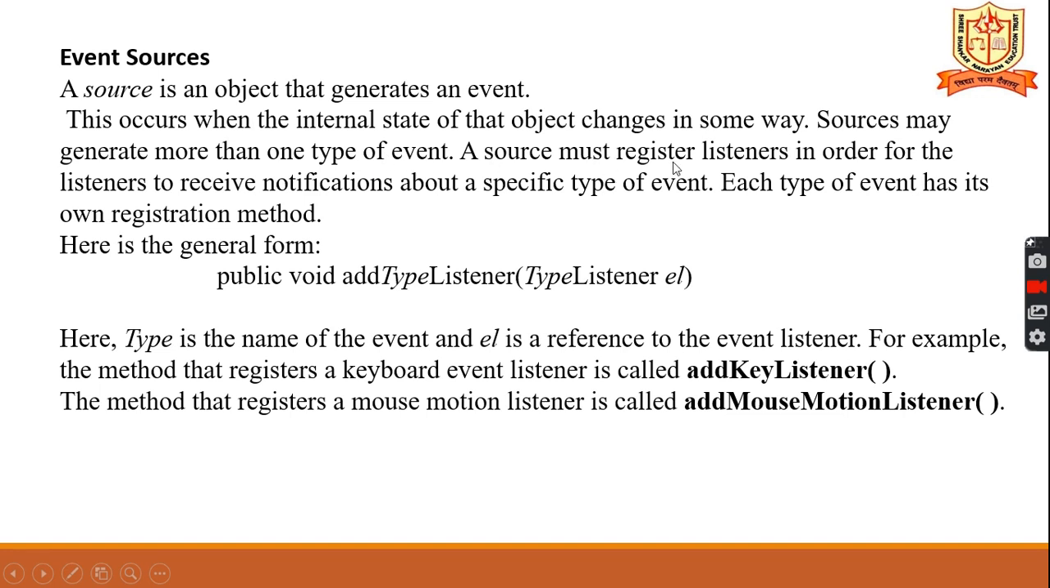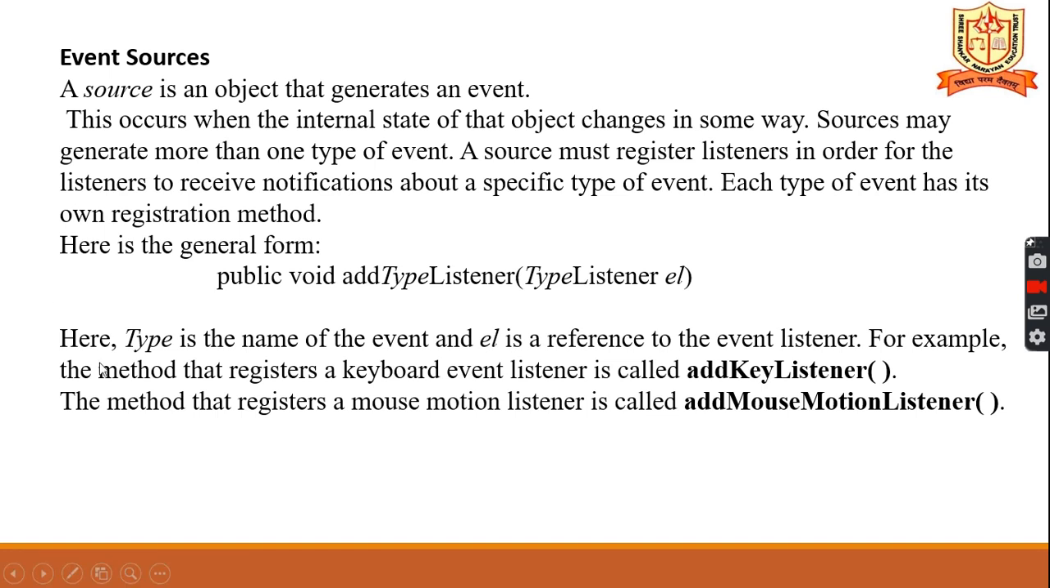A source must register listeners in order for the listener to receive notification about a specific type of event. Each type of event has its own registration method. Here is the general form: public void addTypeListener(TypeListener el). Here Type is the name of the event and el is the reference to the event listener.